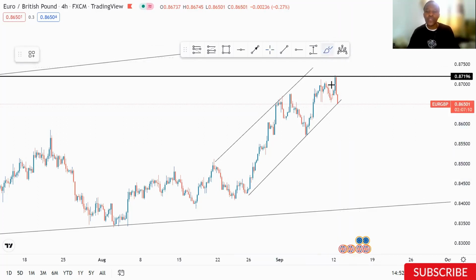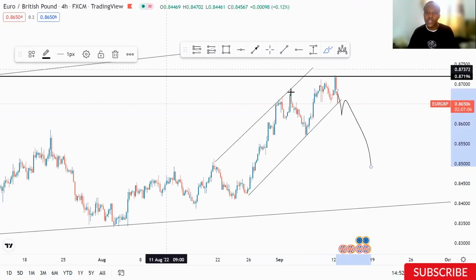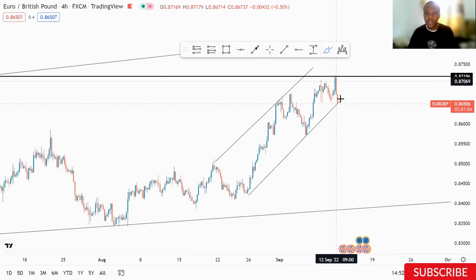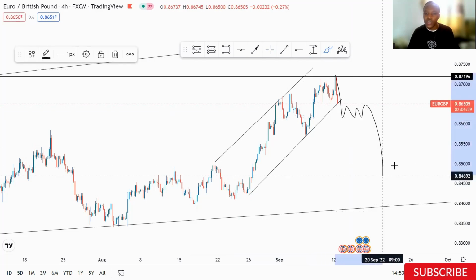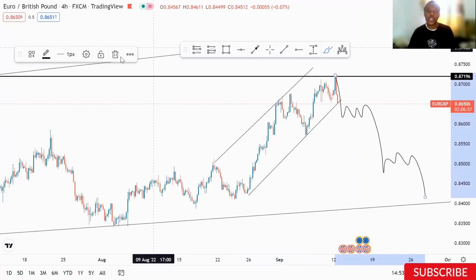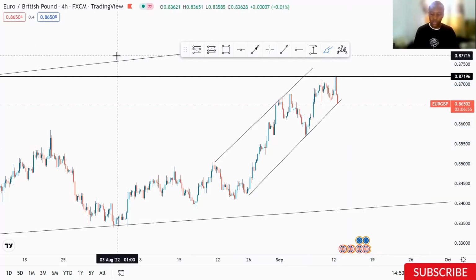So if EURGBP does break out, then we're going to wait for the retest and then the continuation to the downside. Or if that does not happen, then you're going to have the impulse move, then the correction outside of the structure, then the continuations to the downside. So this is what I see on EURGBP.